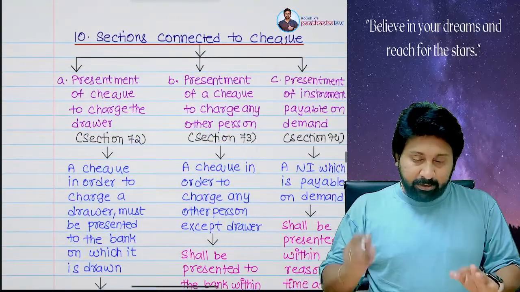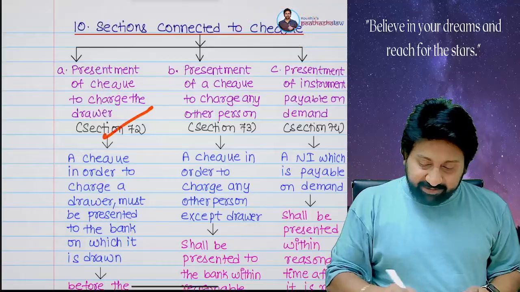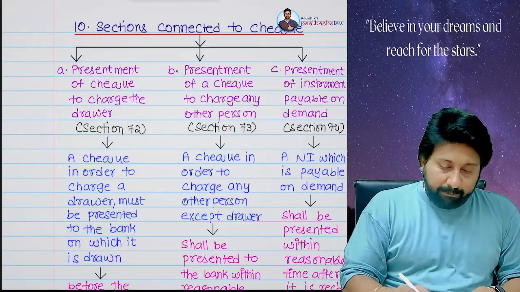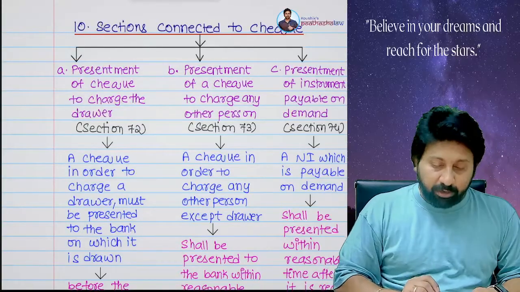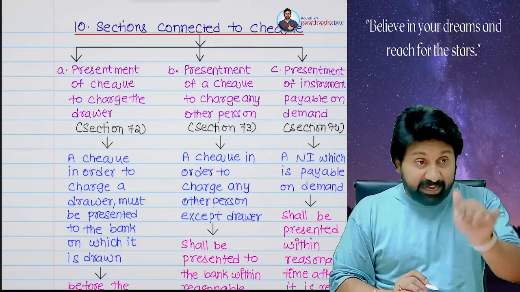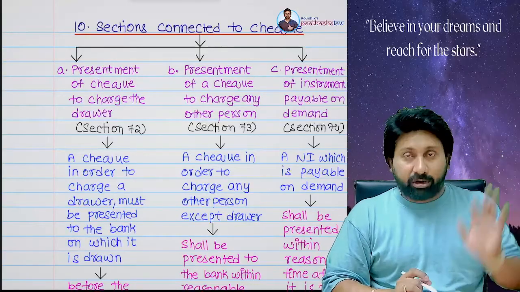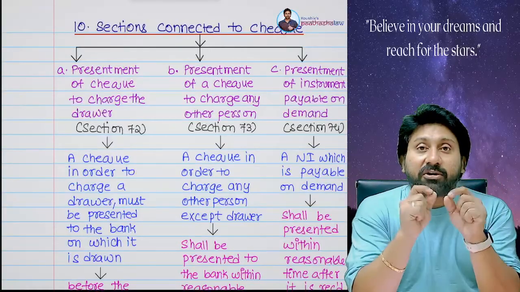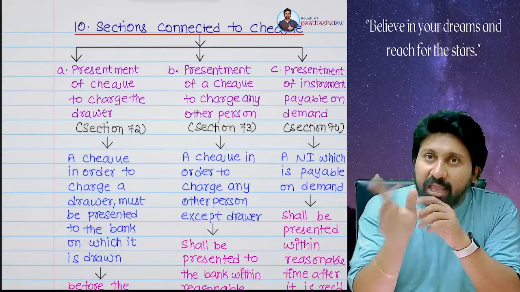Over. Next. Sections connected to check: 72, 73, 74. Okay. Let us start. Presentment of a check to charge the drawer. To charge the drawer. The drawer is a debtor here in the check. In a bill, the drawer is a creditor. Here the drawer is a debtor. Presentment of a check to charge the drawer. Charge means what? To make him liable. To make the drawer liable.